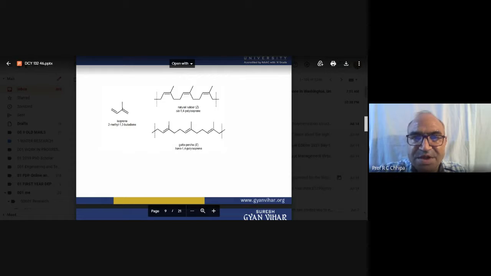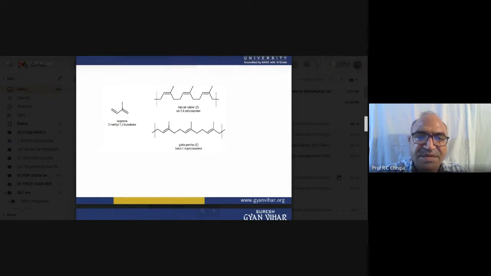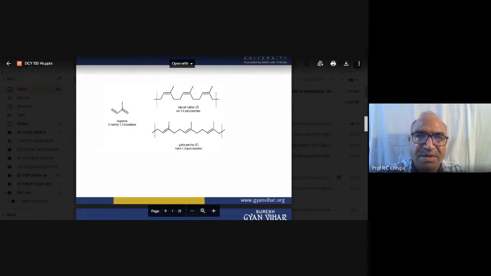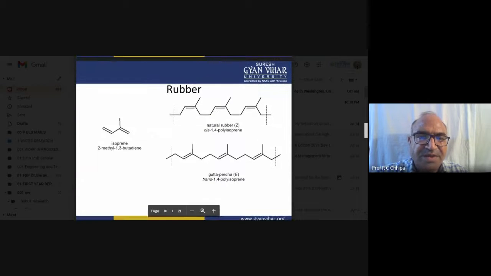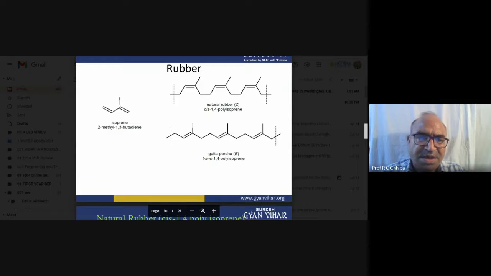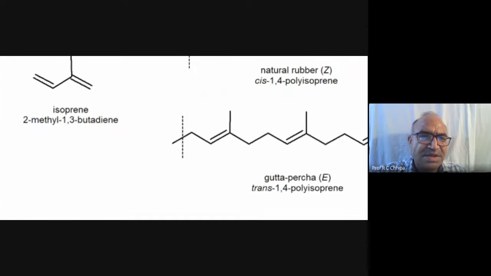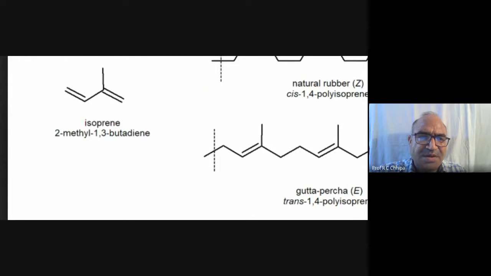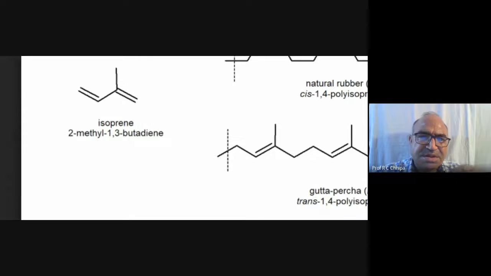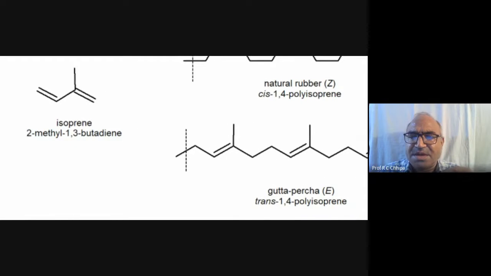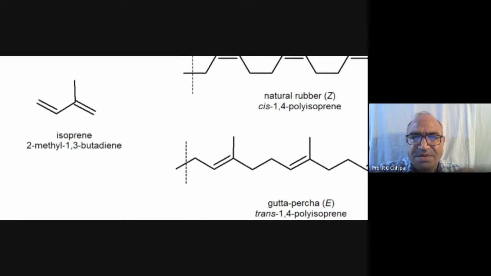So now we can say the other part of this, and let's say this one is the polymerization. Here the same thing is there, but this is more specific. All of you can see the 2-methyl-1,3-butadiene, and this one is changed into natural rubber.